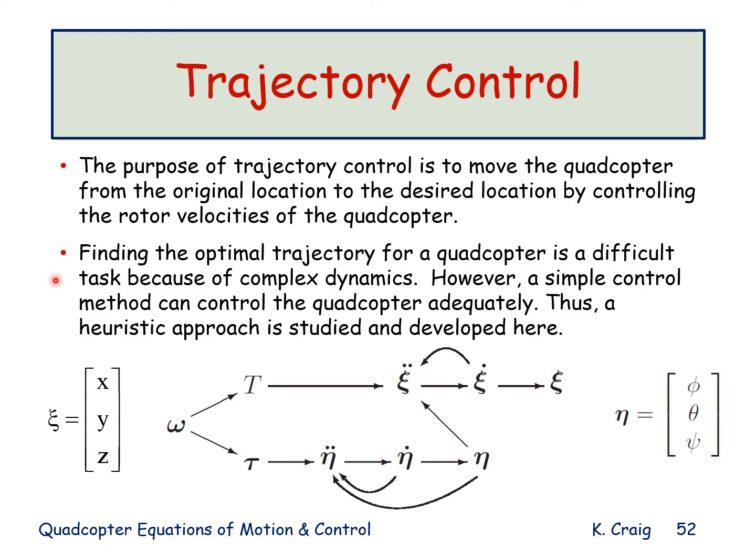Finding the optimal trajectory for a quadcopter is a difficult task because of complex dynamics. However, a simple control method could control the quadcopter adequately. Thus, a heuristic approach is studied and developed here. Here, zeta are the X, Y, and Z coordinates of the quadcopter. Eta are the angles for roll, pitch, and yaw: phi, theta, psi.